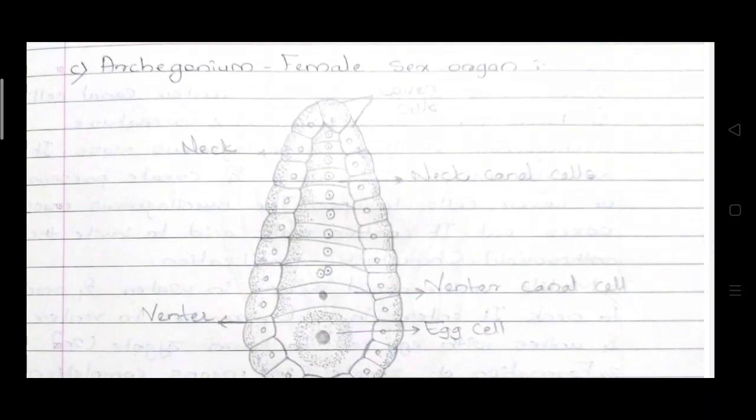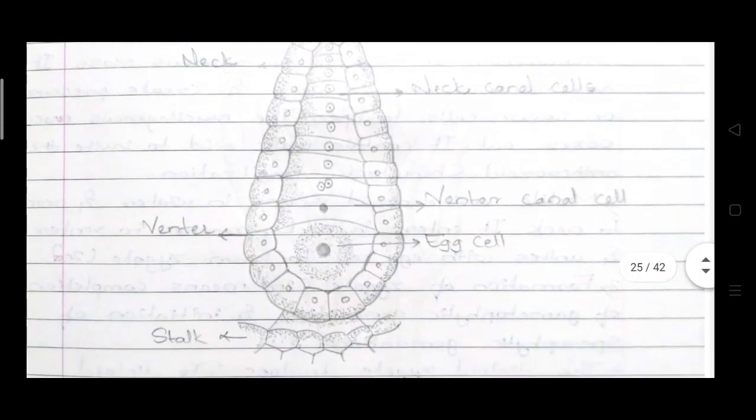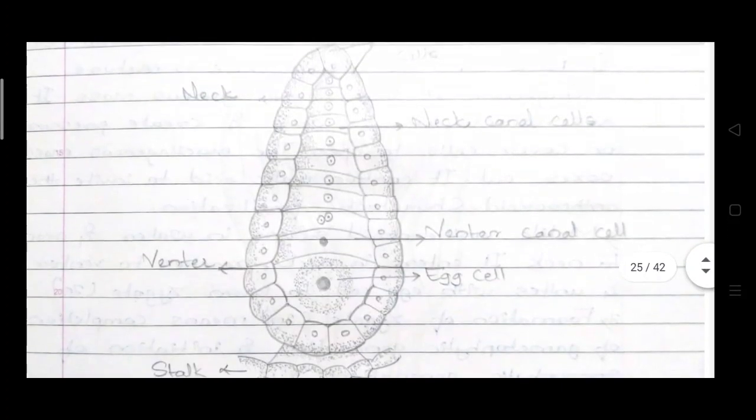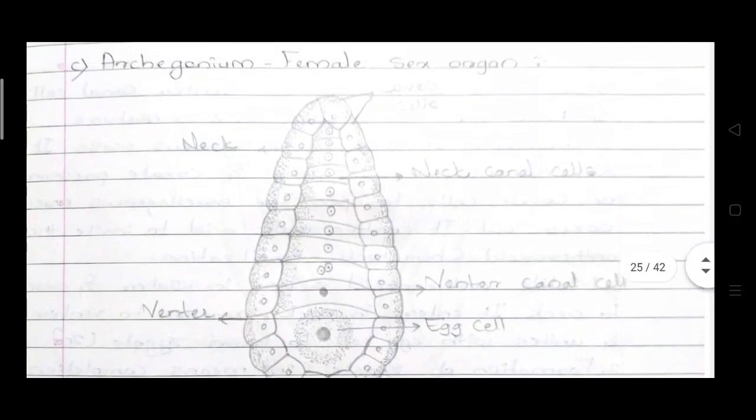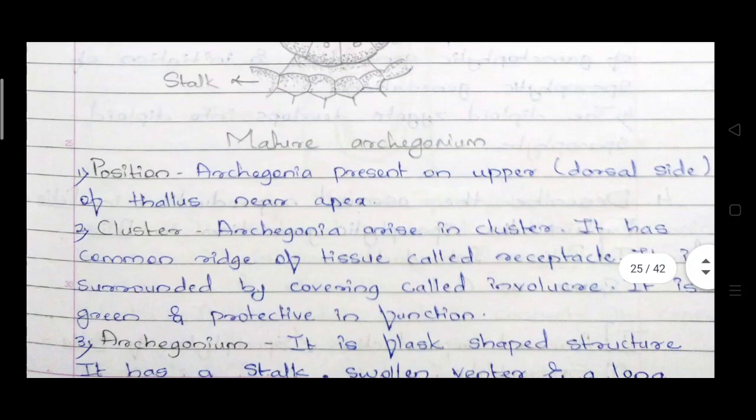This is the picture of the female sex organ. In it, there is the stalk, egg cell, venter canal cell and neck canal cells, and at the tip there are the cover cells. So this is the structure of a mature archegonium. The archegonium is also present on the dorsal side of the thallus, near the apex.